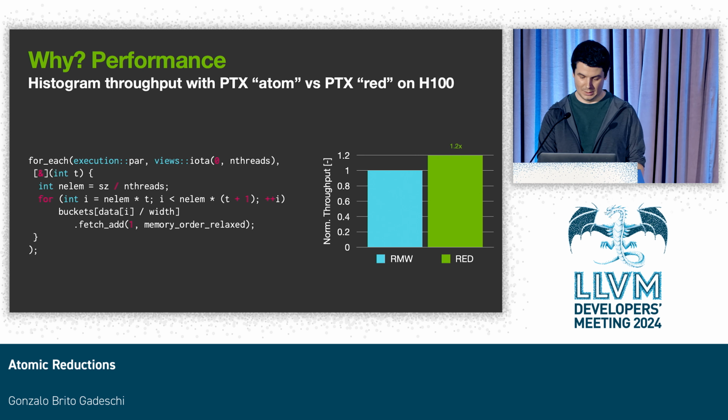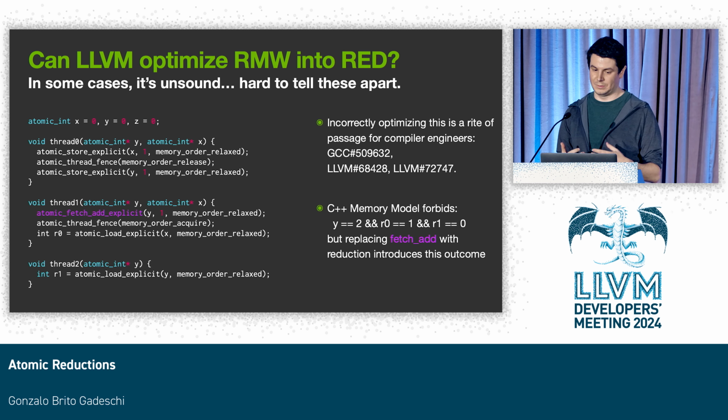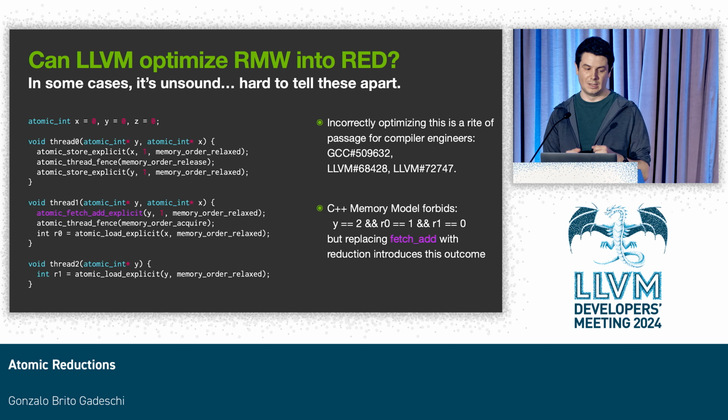A fair question to ask is whether LLVM can actually optimize code using atomic read-modify-write, but then dropping the old value, into code that uses atomic reduction operations. And while this is sound in some cases, it is not sound to do this unconditionally in general. I'm not going to go into the details of this program, but this is an example of a program in which, if we actually perform this optimization, we introduce an outcome that's forbidden by the C++ memory model. So in this example program, this optimization is unsound.